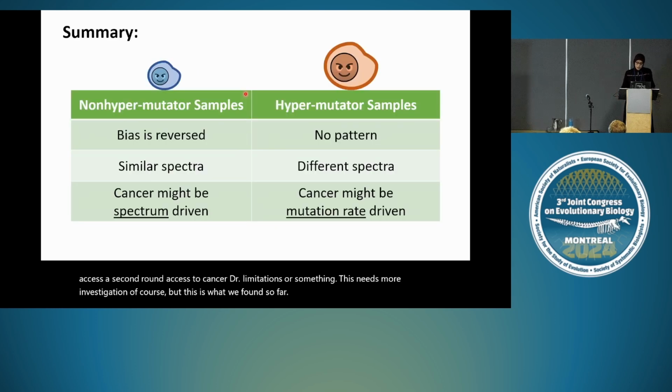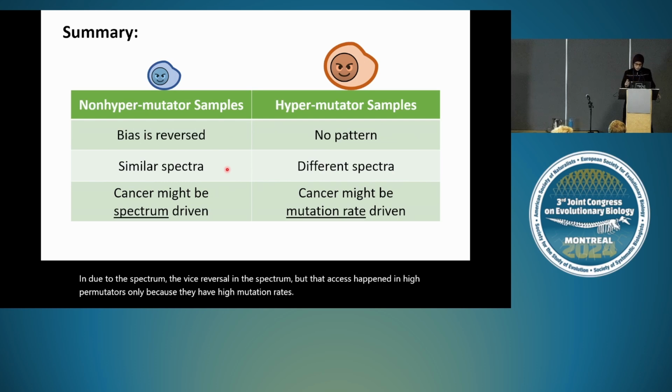So to summarize what I've said so far, non-hypermutator samples have similar spectra, and they all reverse the bias, but no such pattern is seen in hypermutators, which suggests that cancer driver mutations might have been accessed in non-hypermutators due to the bias reversal in the spectrum, but that access happened in hypermutators only because they have high mutation rates.